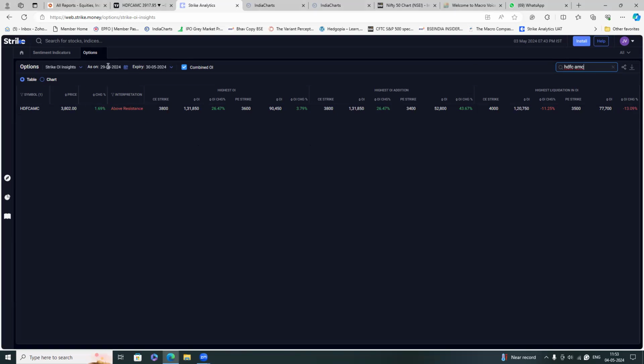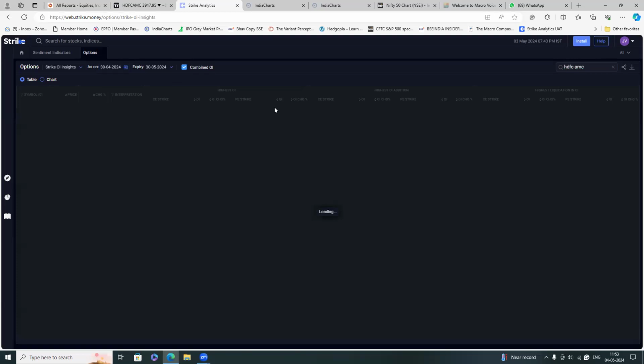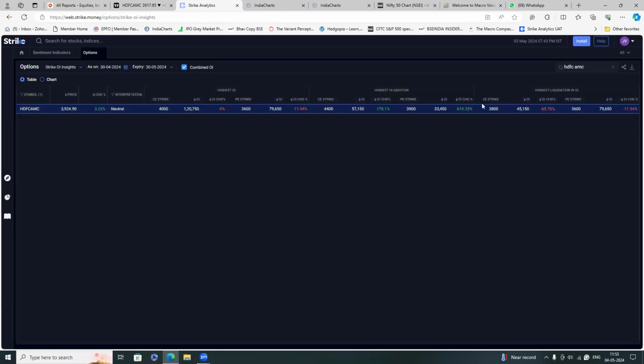Because the very next day, you would see that there was a big open interest cut. Basically, the 3,800 call had 65% unwinding, and the open interest shifted higher to the 4,000 level. So the ceiling got increased on the upside. That's where they covered 3,800, where the highest open interest was, and they shifted higher.